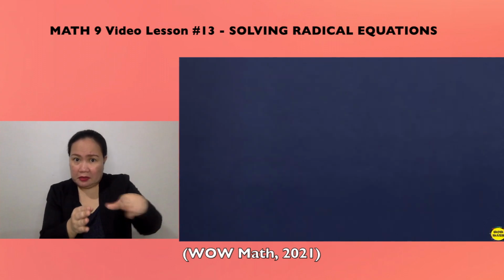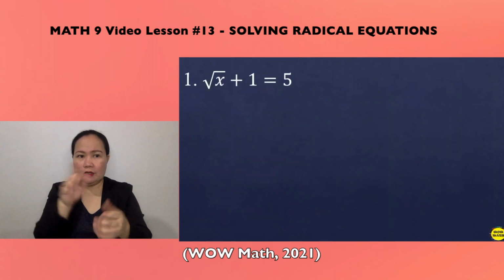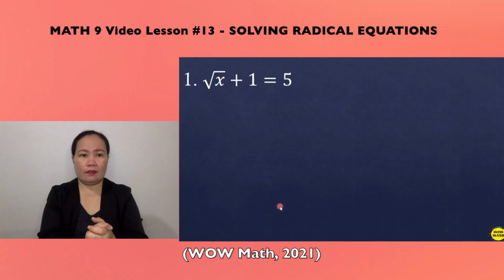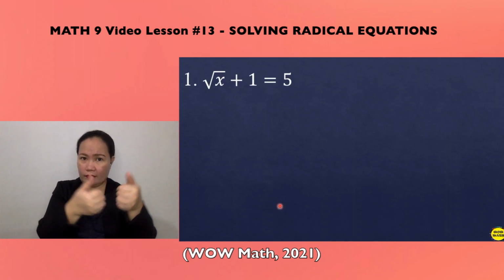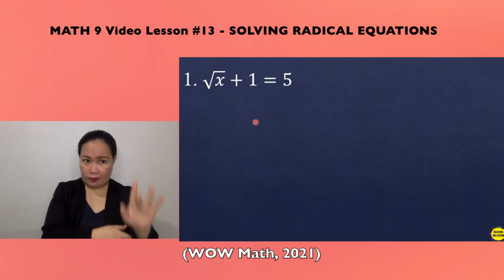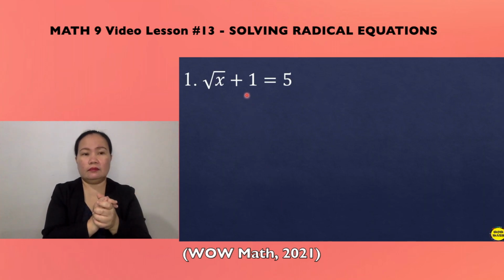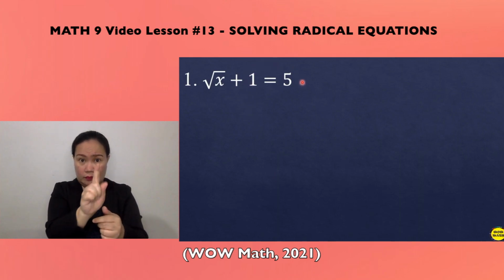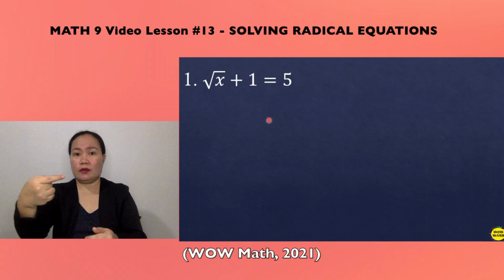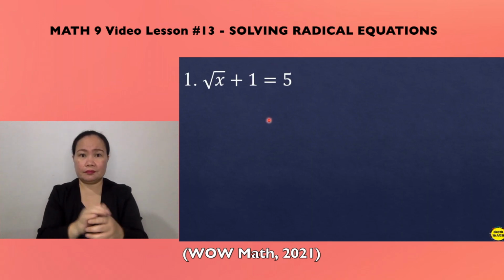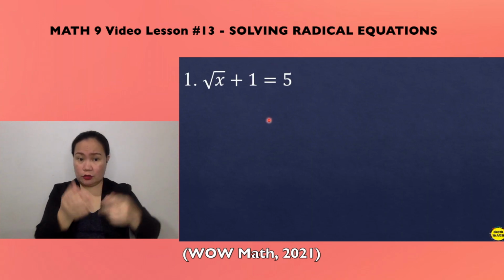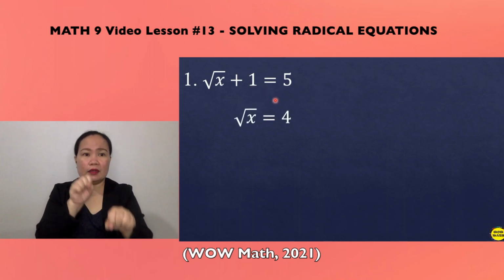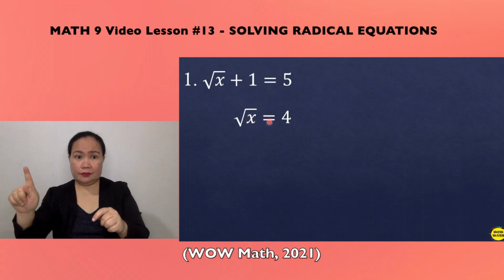Okay? So, for example, meron tayong square root of x plus 1 is equal to 5. So, ang una natin gagawin, i-isolate natin yung radical natin. So, si positive 1, ilipat natin sa kabila. Okay? Or pwede naman by using the subtraction property of equality, mag-subtract tayo ng negative 1. Okay? So, therefore, magiging square root of x na lang yan is equal to 4.